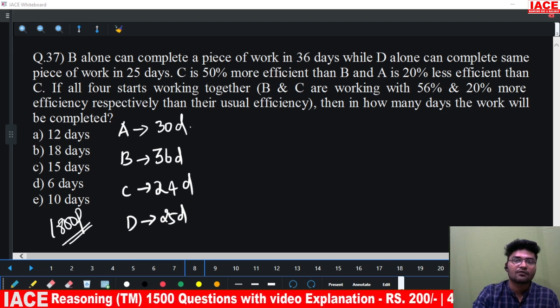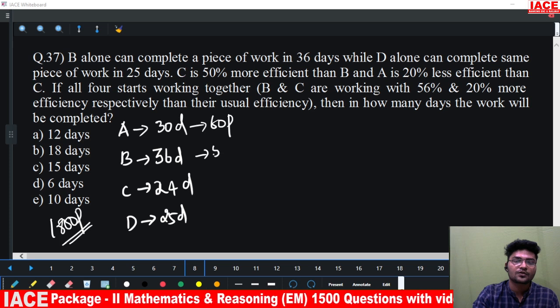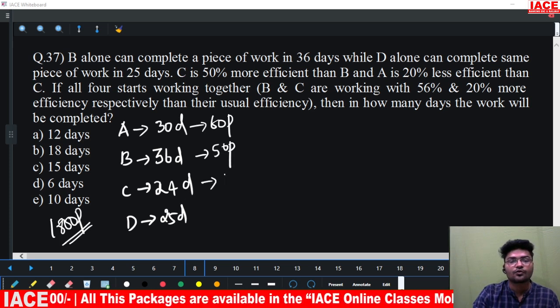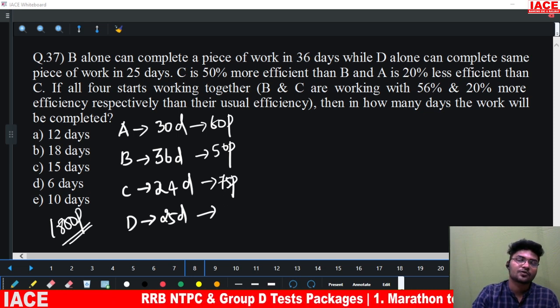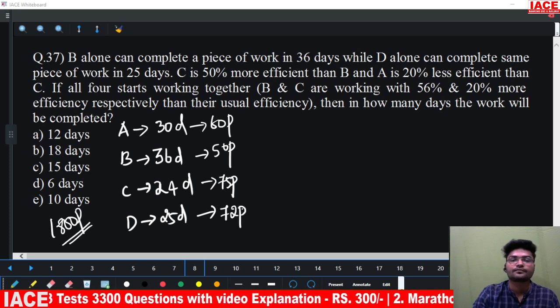That means A in one day will do how much? 60 parts. B in one day will do how much? 50 parts. C in one day will do how much? 24 means this is 75 parts. And D in one day will do how much? 25 means this comes out to be around 72 parts.